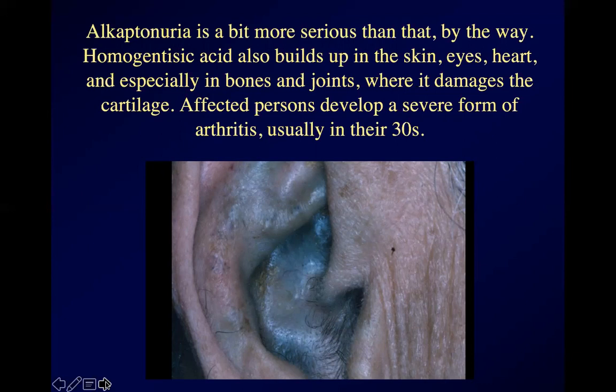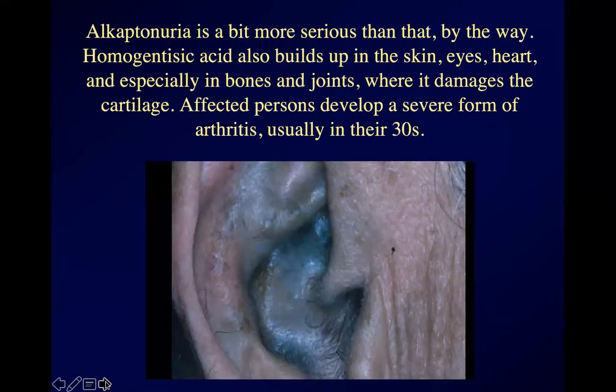Your joints are also made of cartilage. That's the soft, rubbery, flexible but tough substance on the ends of your bones. If you lose the cartilage from your bones, it becomes very painful to move that joint because the cartilage is the padding or the low friction surface. And if you lose that, your joints get inflamed and very painful. You've got arthritis.